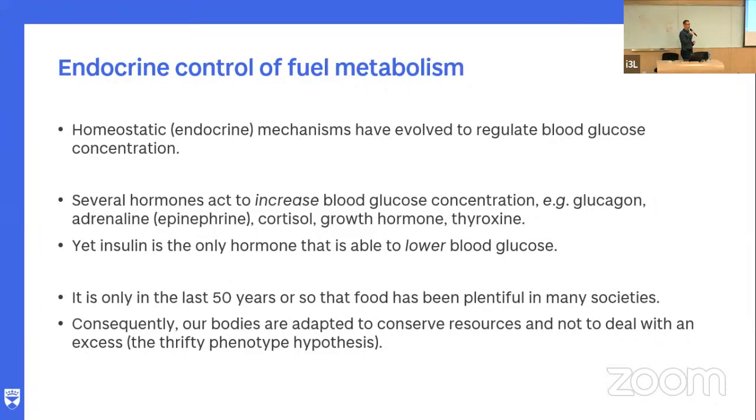Now, if you think about this from an evolutionary perspective, it's perhaps only in the last 50 to 100 years that food has become plentiful. Before then, people had to hunt or scavenge for food, so food was scarce. So our bodies naturally are adapted to conserve resources, including fuel sources, with excess of nutrients. So remember, there is only one hormone, and that is insulin, that acts to decrease blood glucose concentration. So if we're consuming lots of food, ingesting lots of calories, there's going to be lots of nutrients available within our blood. We need a hormone that is going to regulate that blood glucose concentration.